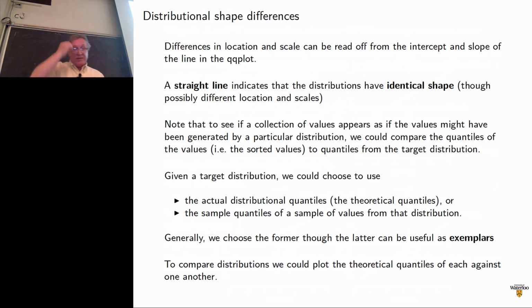So if I'm interested in comparing a data set to a target distribution, or comparing two different distributions, because I want to look first at the theoretical quantiles, all I have to do is get these two sets of quantiles and look at the resulting curve. If it's a straight line, they're coming from the same shape distribution, and the slope and intercept tell me about the particular change in location and scale.